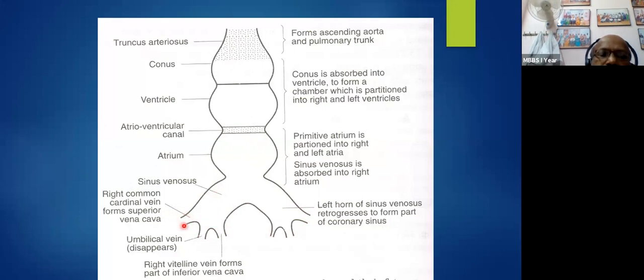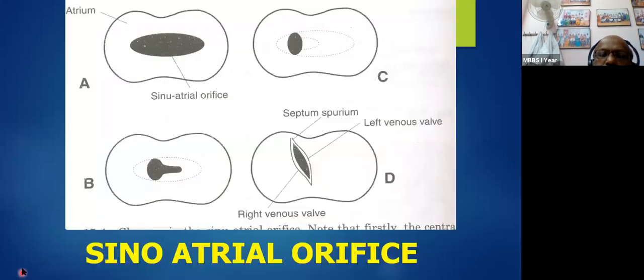What happens to these veins? The right common cardinal vein forms the superior vena cava. The right umbilical vein disappears in the early stage itself. The right vitelline vein forms a small part of the IVC. That's why your superior vena cava, IVC, as well as this coronary sinus, all are opening into the right atrium. So already we studied the gross anatomy. In the last class, we have seen the development of the atria.